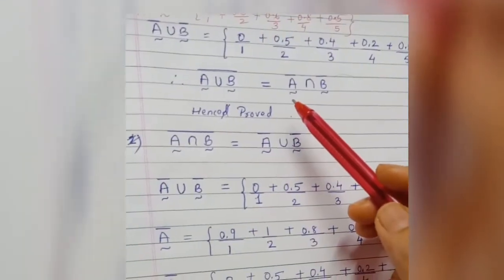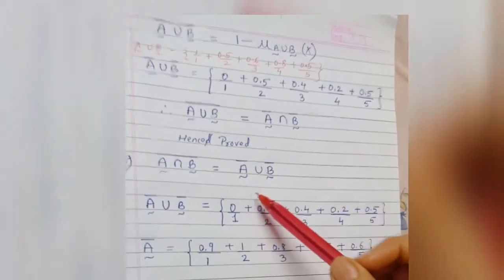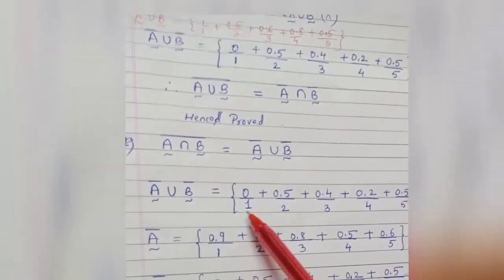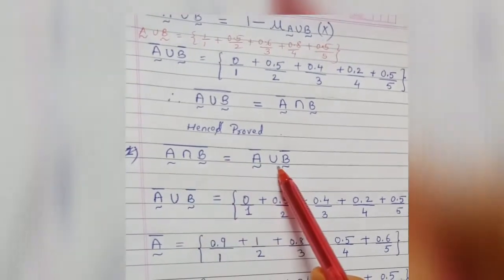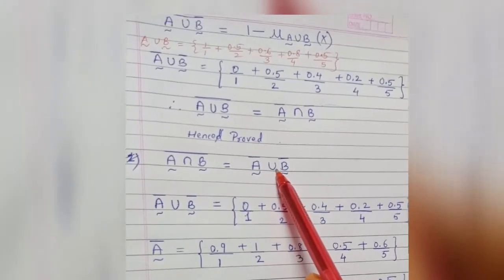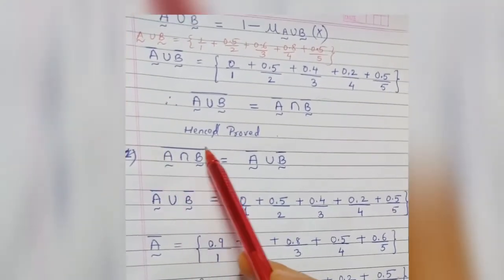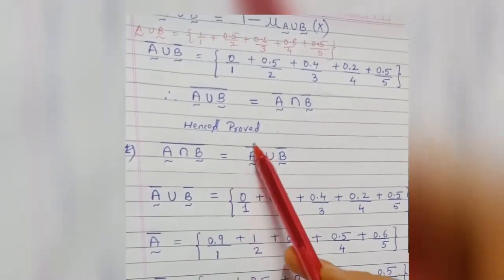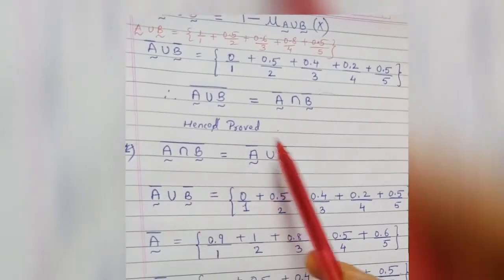Now in De Morgan's principle, as I showed you in the previous video, there are two parts. We have solved the first part. This is the second part of De Morgan's principle. In the second part, we have to calculate A intersection B whole complement equals A complement union B complement. Here also we have to calculate RHS and LHS.